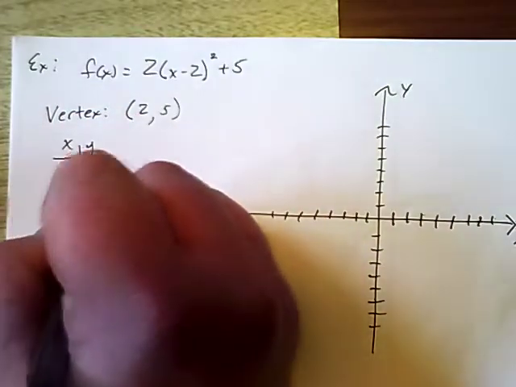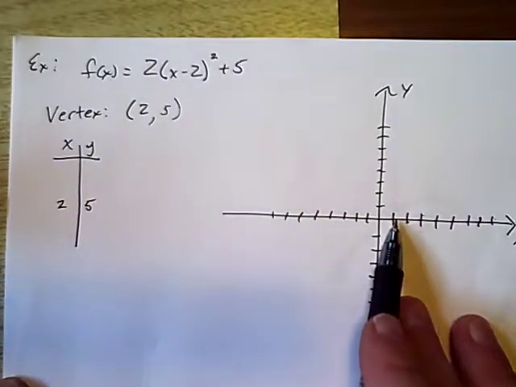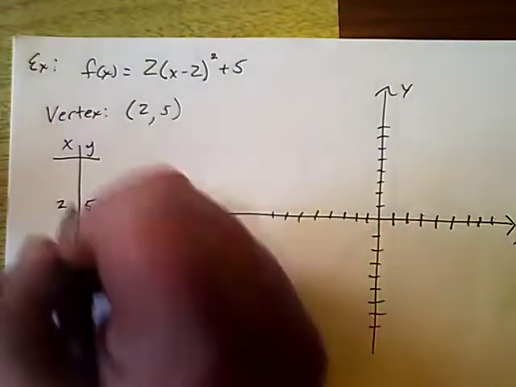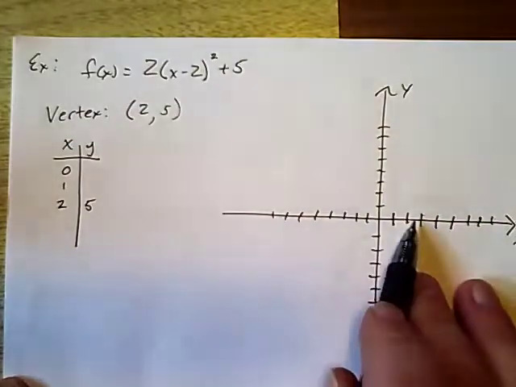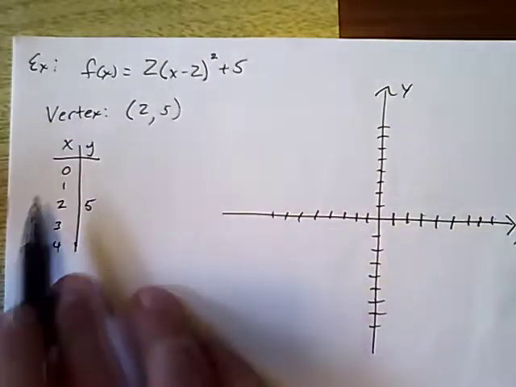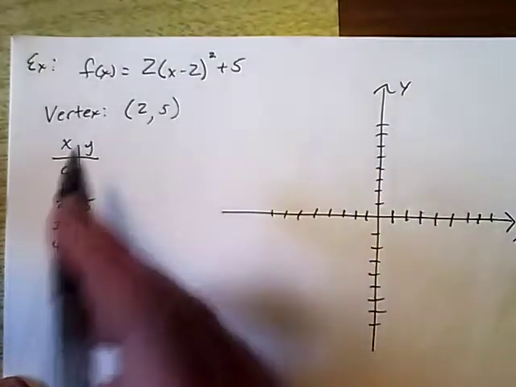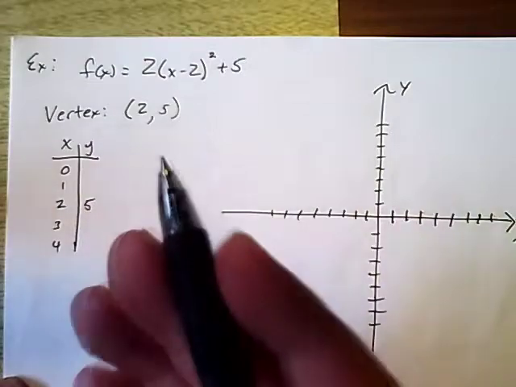Now I want to go ahead and create my table of values, x and y. I want to put 2, 5 in the middle. The 2 to the left are going to be 1 and 0, so I want to put 1 and 0. 2 to the right are going to be 3 and 4. Again, I want to use the numbers that are going to be the easiest to use here. So I'm going to plug in 1 and 0 and see what happens.